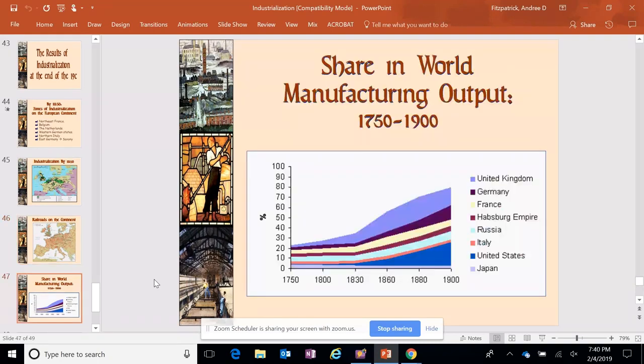Last thing here, just to show you the manufacturing output, to give you a sense of who our key producers are going forward. You see the United Kingdom is the leader, but it doesn't take long for places like Germany and France to be important contributors as well. And then later on in time, the United States.